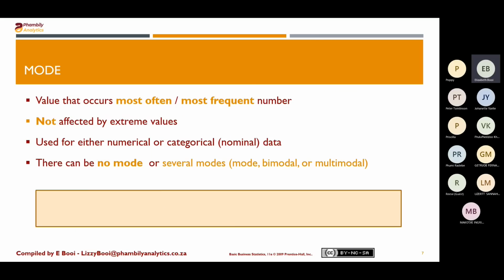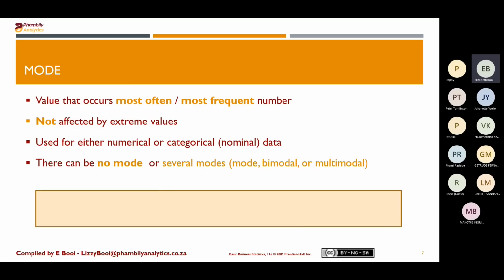The mode is the most occurring, most appearing, or most frequent value. So the number that appears more than the other numbers, that is the mode. Not the highest number, but the number that appears more than the other numbers. It is also not affected by extreme outliers or extreme values, because we are looking for the number that repeats more than the rest of them.